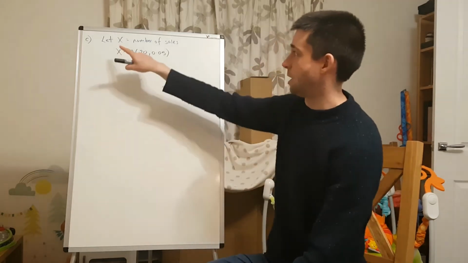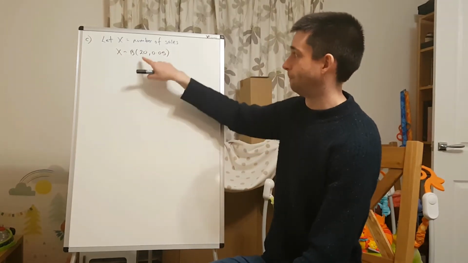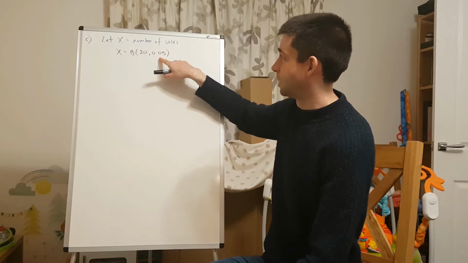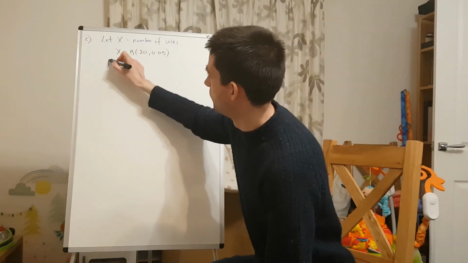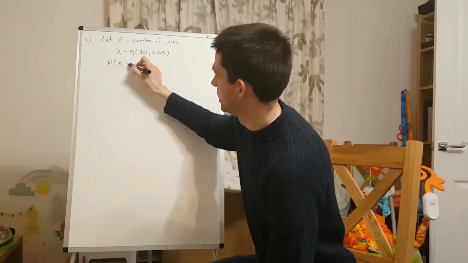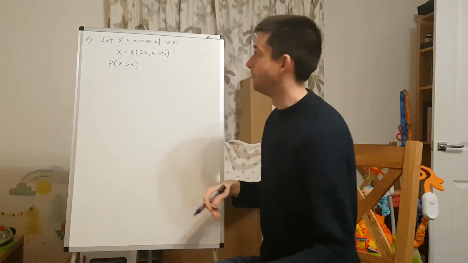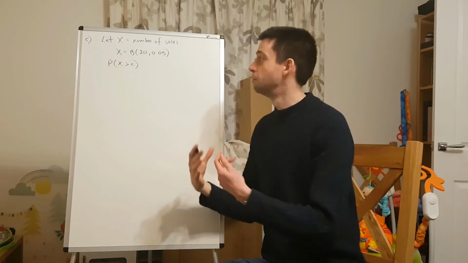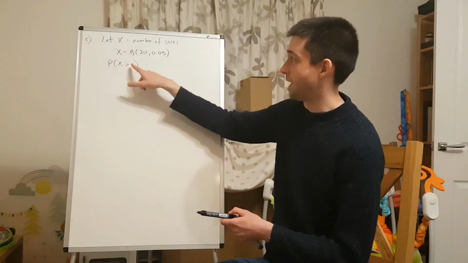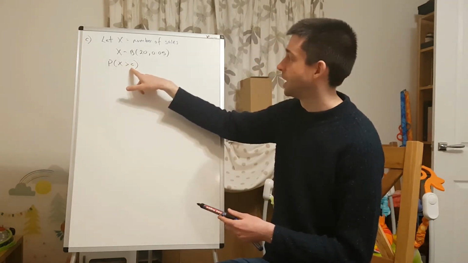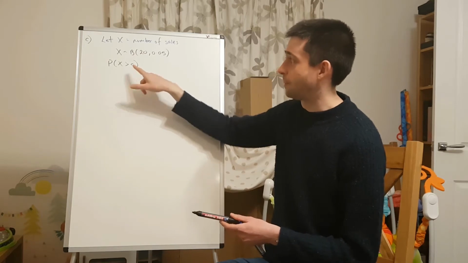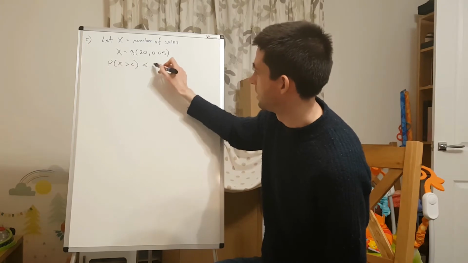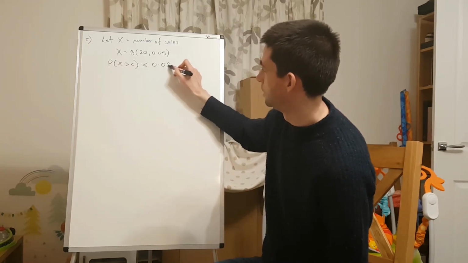So we've got our distribution. N is 20 because that's the number of customers he's going to see. P is 0.05. And we've got the probability that X is greater than C, because it says more than C, not at least, more than C. So it's got to be more than whatever this number C is. And the probability of that happening must not exceed 0.02, so it must be less than or equal to 0.02.